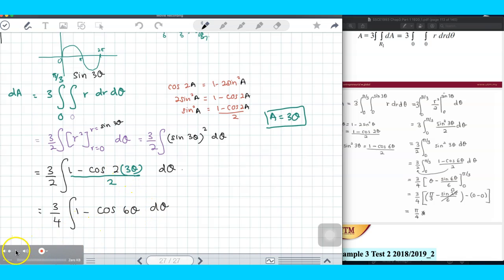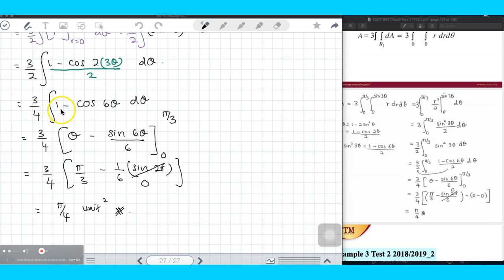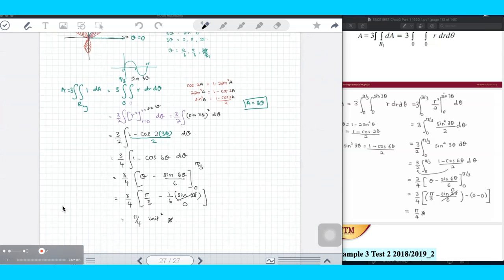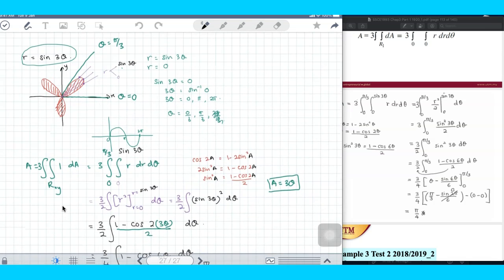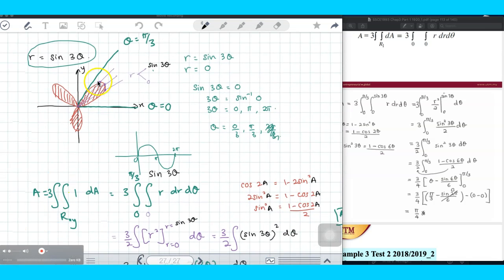Then we can integrate. The 1 will give theta, integrate cos, you have sine 6 theta over 6, and then you substitute theta equal to pi over 3. So 6 pi over 3 will give you sine 2 pi, which we know is 0. Then we can cancel out 3, and the answer is pi over 4. So that is the total area of the 3 petals here.